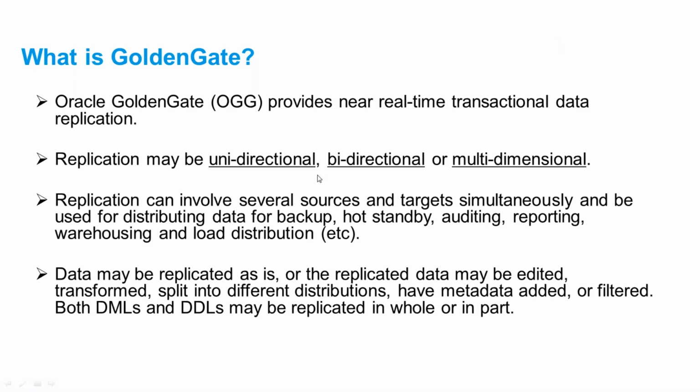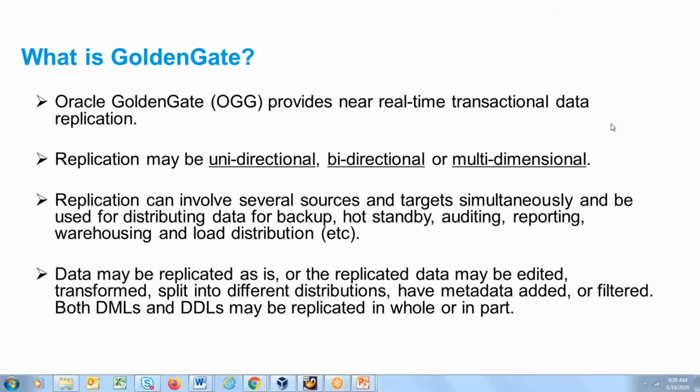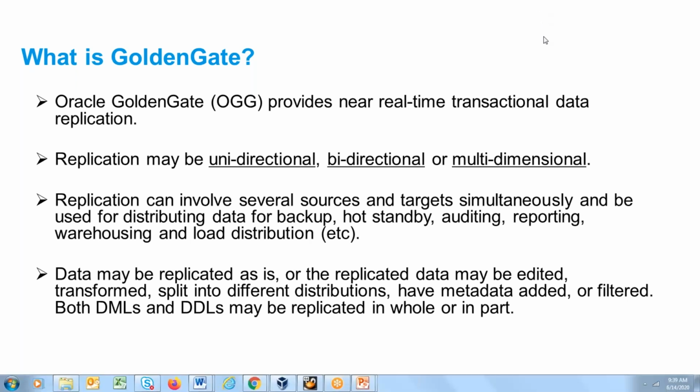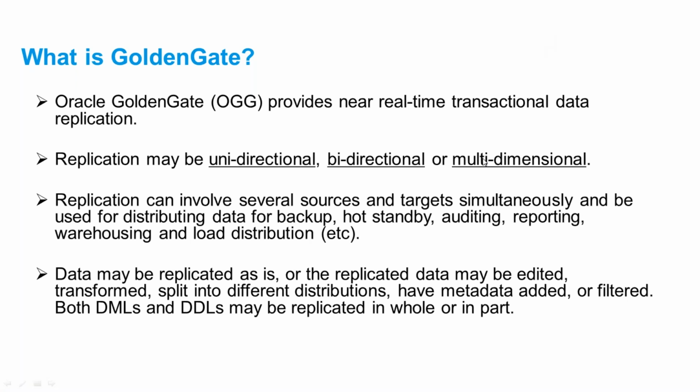So with Golden Gate, replication can involve several sources and targets simultaneously. That means you can have multiple sources and a single target as well. So single source, single target works. Apart from that, you can have multiple sources, site 1, site 2, site 3, replicating data to site 4. That is possible. So basically, you can broadcast the data using Oracle Golden Gate. Also, you can consolidate the data as well. Sorry, the option which I mentioned earlier is consolidation, multiple sources to a single target. Broadcasting is a single source sending data to multiple targets. So you can do that.